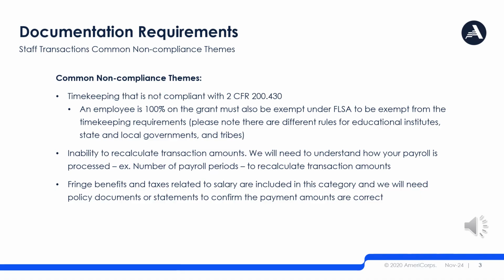The primary issues we see with staffing transactions are related to time and effort and inability to recalculate transaction amounts or calculation errors. If an individual works on multiple awards, their time spent on each award must be tracked. Fringe benefits and taxes related to salary are included in this category, and we will need policy documents or statements to confirm the payment amounts are correct. You only need to provide support for fringe benefits if it was selected for testing.